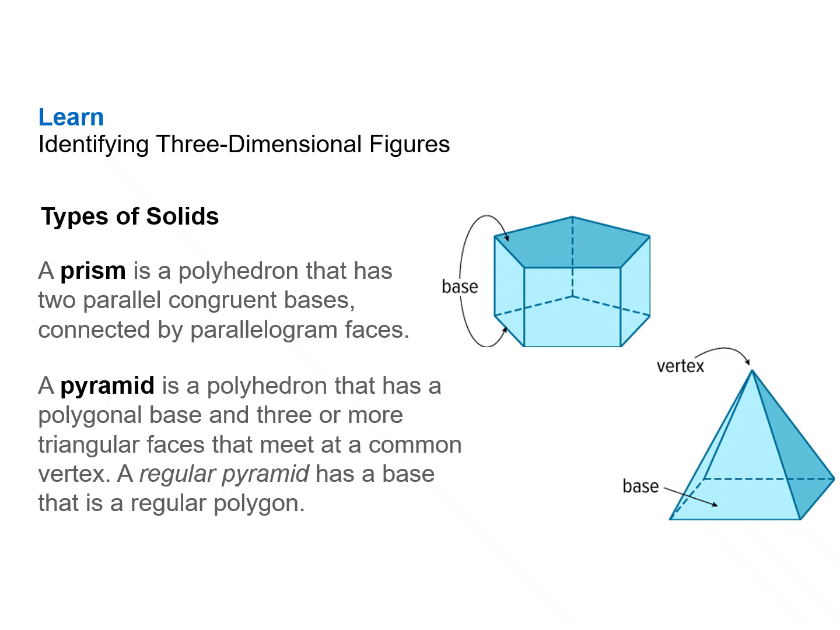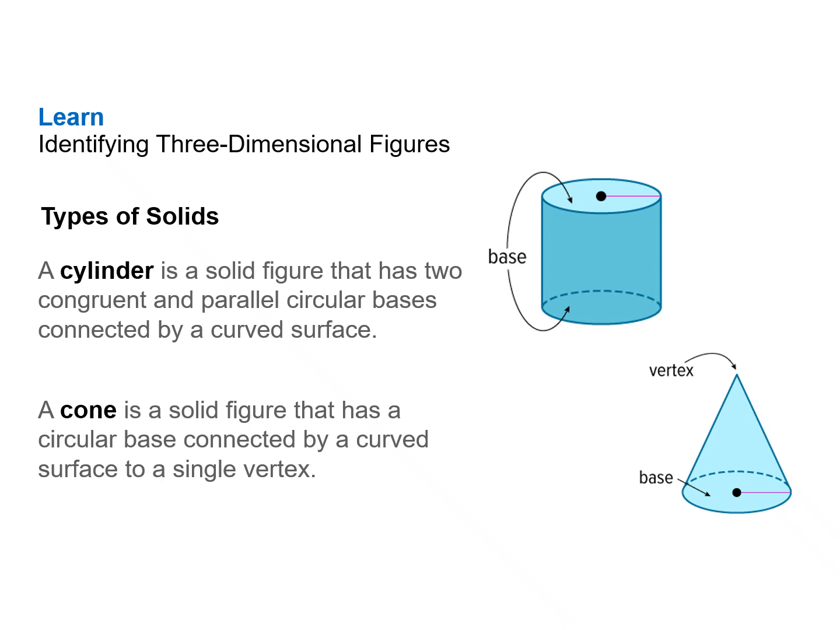These are polyhedrons. These are not polyhedrons. They do not have flat polygonal faces because the cylinder, which we have here, has a curved face and a curved surface, and so does a cone. So this is a cylinder, and this is a cylinder, and this is a cone. A cylinder is a solid figure that has 2 congruent and parallel circular bases connected by a curved surface. A cone is a solid figure that has a circular base connected by a curved surface to a single vertex.